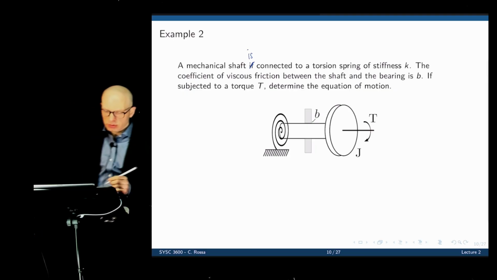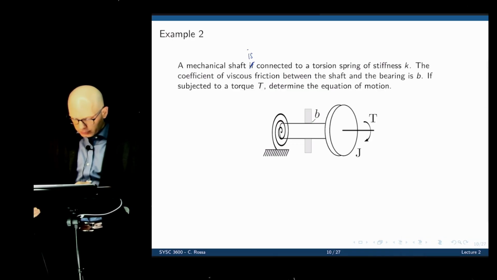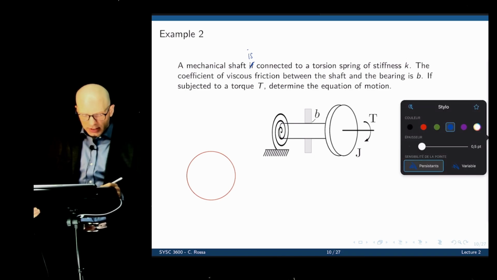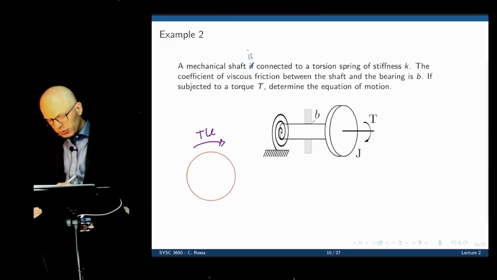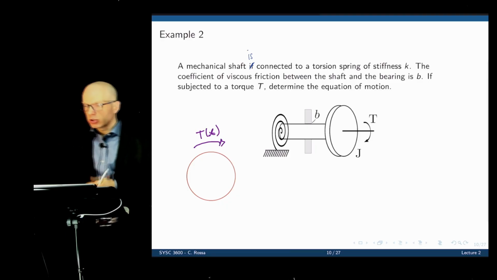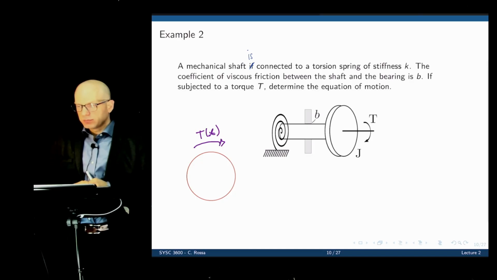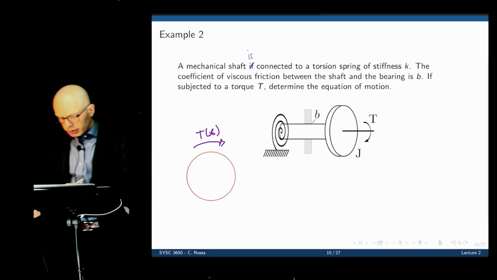Okay, so we can represent this shaft as perhaps a disk, like that. And we have three forces acting on this disk. We have the torque that is being applied to create motion, that's capital T. And let's assume here that it goes clockwise. There is a torsion spring attached to the shaft, which means that the torsion spring, as soon as it is deformed, will create a force, a torque, that opposes that displacement. So there is one force due to the spring.